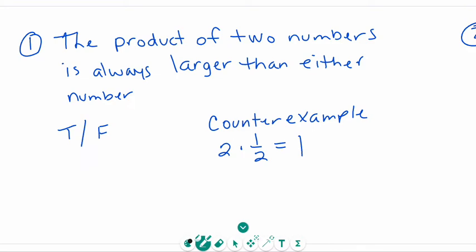Okay, so let's take another one. 0 times 5 is 0. The product of 0 and 5 is 0, and 0 is not larger than either number. It is equal to one of them, but not larger. So therefore, I have two counterexamples making this conjecture false.